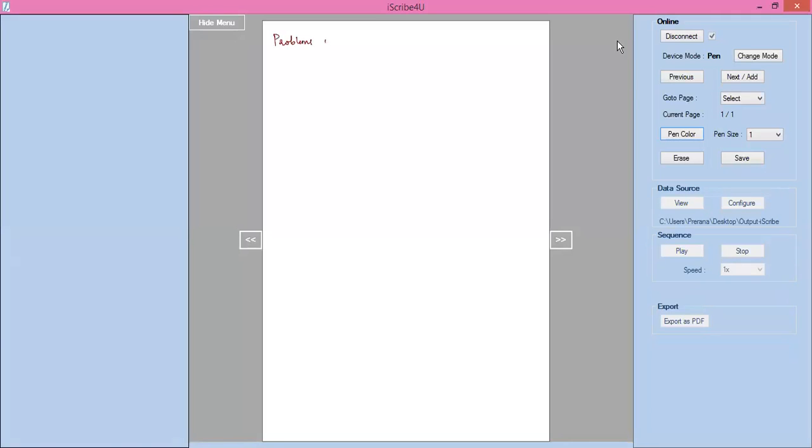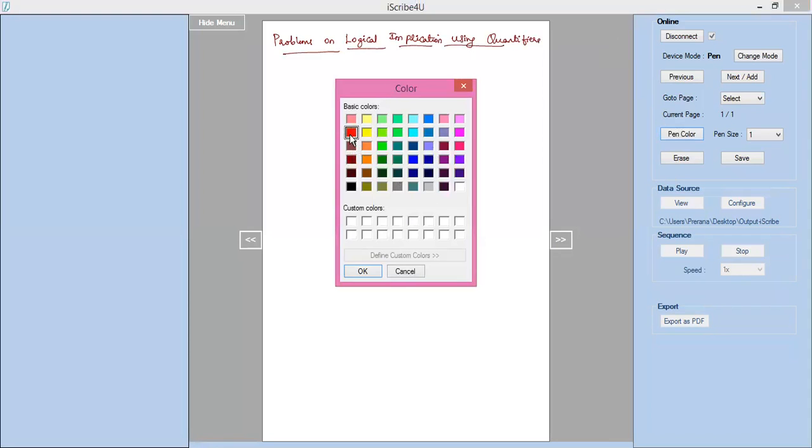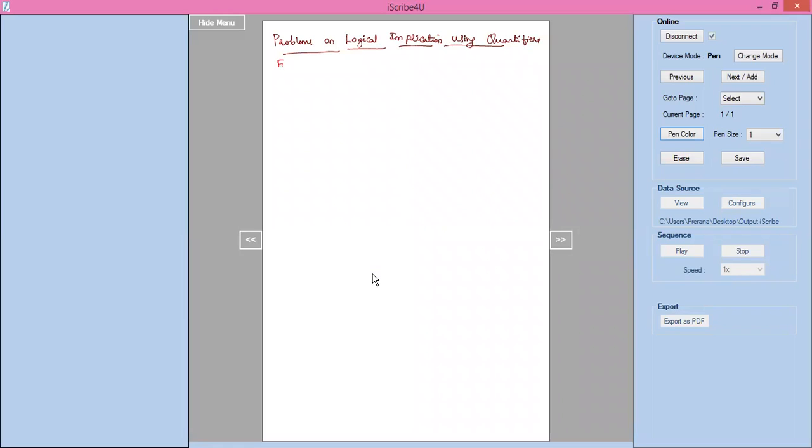Problems on logical implication using quantifiers. We'll take up the first question. Before I go on to the question, I'll give a common heading for all the problems. For each of the following, determine whether the following arguments are valid or not. So for each of the following, we have to determine whether the following arguments are valid or not.